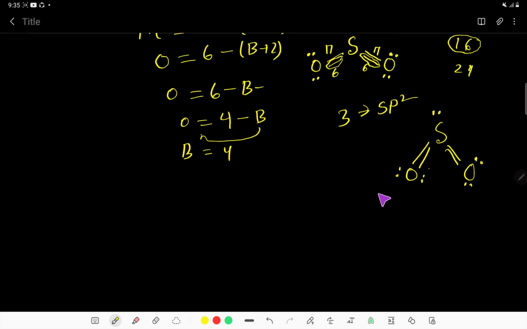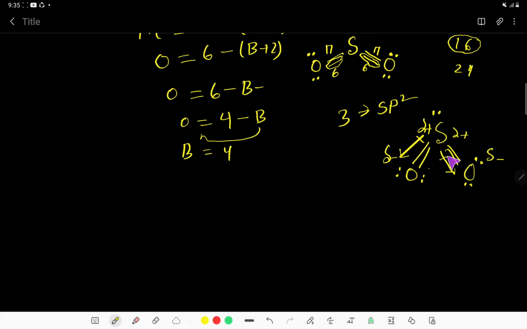Now I am going to answer, is SO2 polar or non-polar? Look, this oxygen is more electronegative than this sulfur. This oxygen is more electronegative than this sulfur. So this bond is polar, this bond is polar. Every polar bond will have a dipole moment. So this is the direction of the dipole moment. This is the direction of a dipole moment. So this bond has a dipole moment, this bond has a dipole moment.